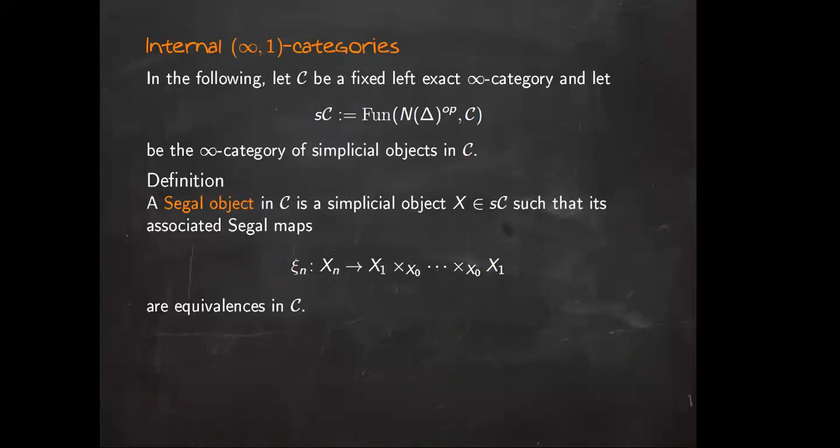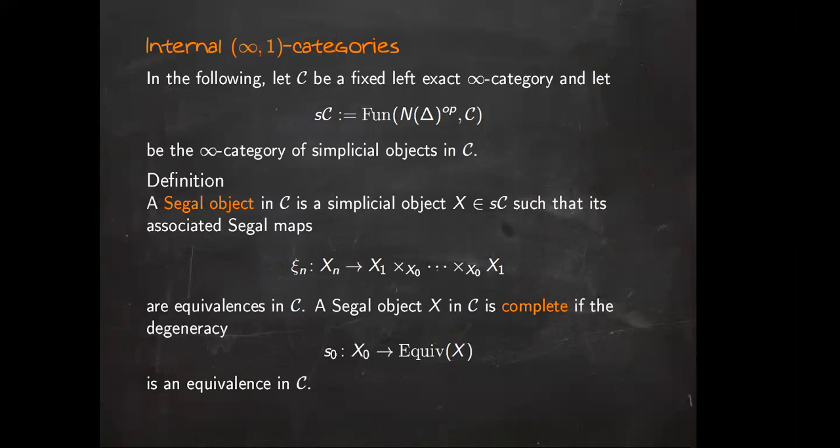Then a Segal object is a simplicial object in C such that its associated Segal maps are equivalences in C. So these give you a notion of composition, of higher composition in there. And then one says that a Segal object X is complete if a certain map is an equivalence.